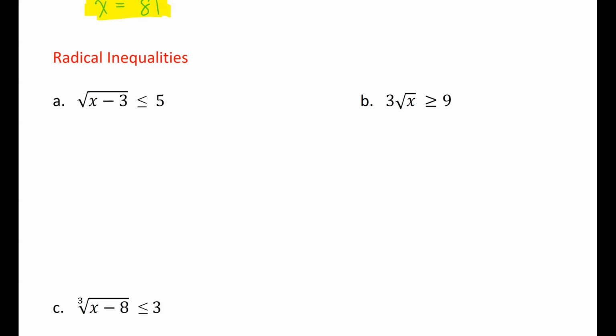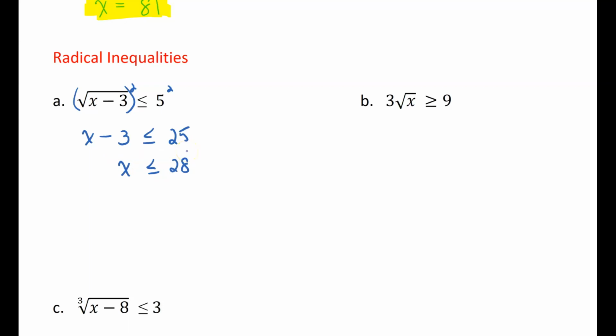Okay, so in A, I've got square root of x minus 3 less than or equal to 5. So just like we did with the radical equations, I've got to undo this radical, so I'm going to square both sides. That leaves me with x minus 3 is less than or equal to 5 squared, which is 25. Adding the 3 to both sides, I get x is less than or equal to 28.